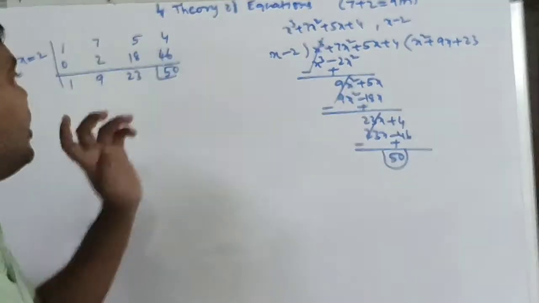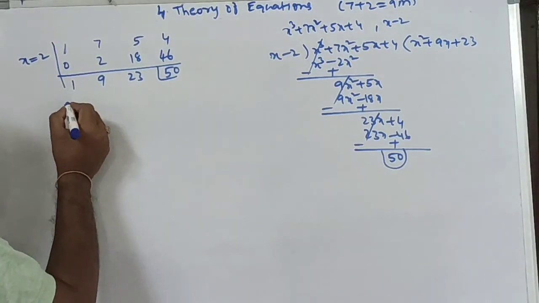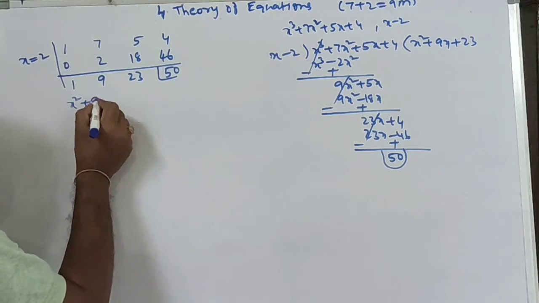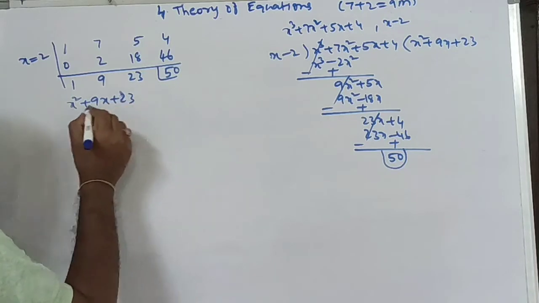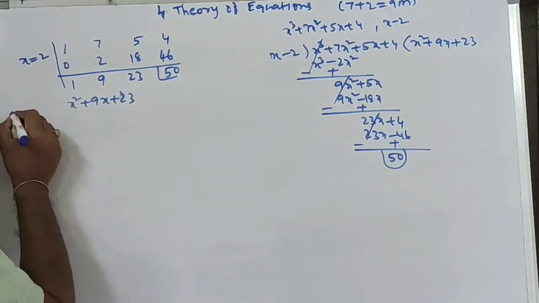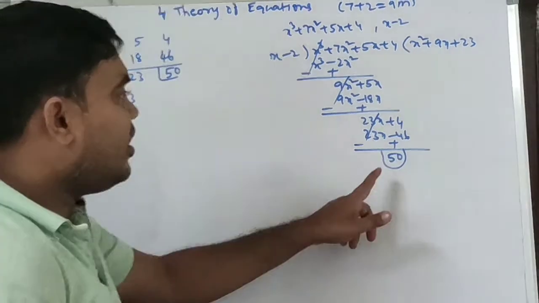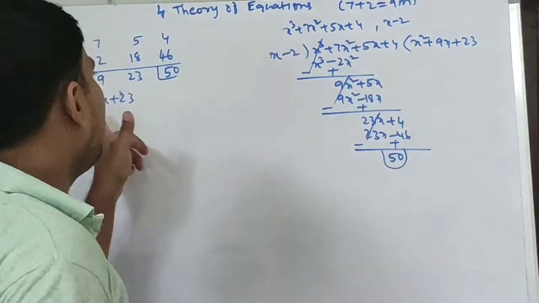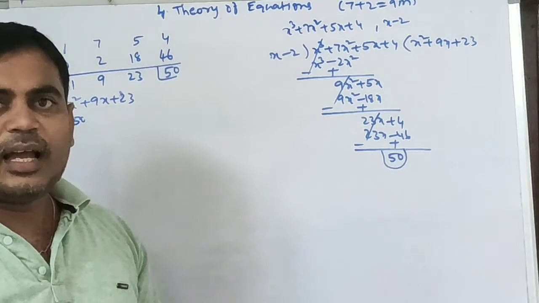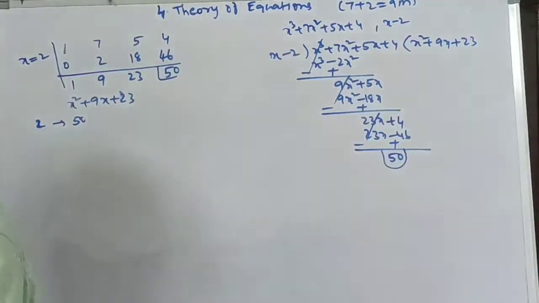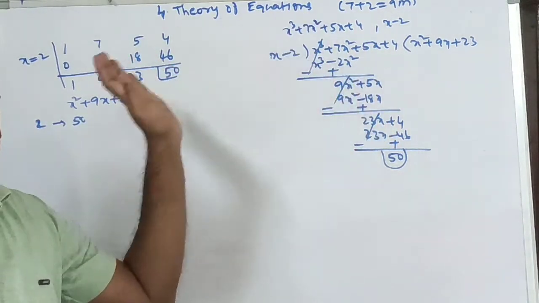Here also the remainder is 50. Now, if we observe, from the constant, x square: 1 into x square plus 9 into x, 9x, plus 23. So x square plus 9x plus 23 is the quotient and the remainder is 50. So this is the easier way than division. To understand better, I will take one more example, so I don't want to do it by division.